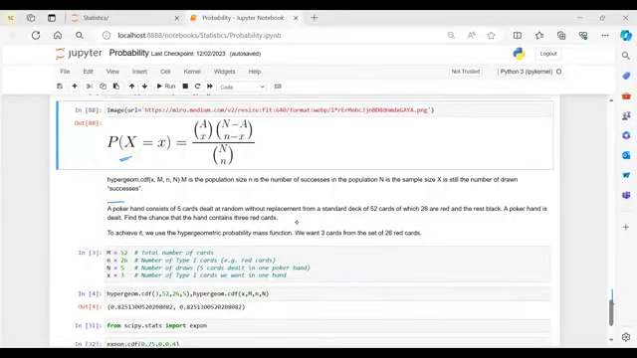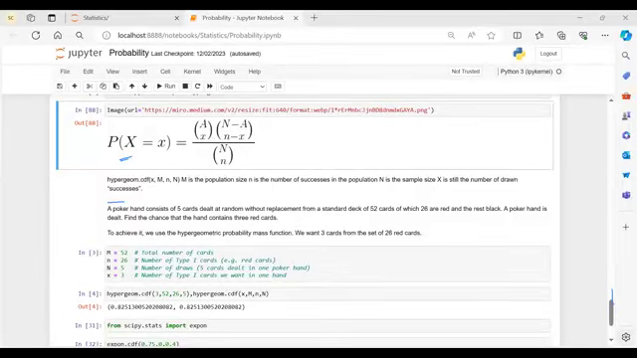Now the poker hand is dealt. Find the chance that the hand contains 3 red cards. So he is drawing 5 cards at a time, so the sample is 5. Now I want to find out the chance that I will get 3 red cards out of those 5. So here the total population is 52, the number of red cards in the population is 26, the sample size is 5, and I am interested in the probability of getting 3 red cards, which is x equal to 3.